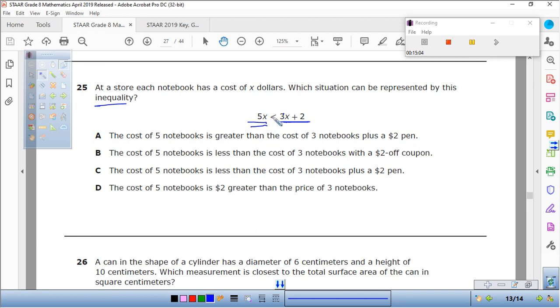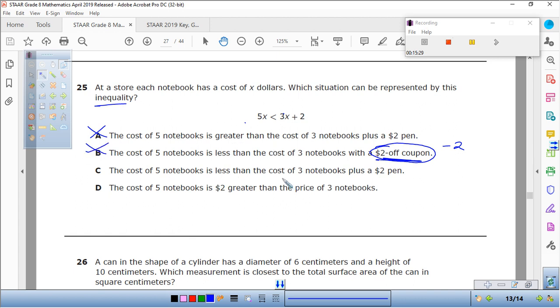Is that right or no? No, that one's already wrong. The cost of 5 notebooks, you see how it's 5 over here? The cost of 5 notebooks is less than the cost of 3 notebooks with a $2 off coupon. What's wrong with this $2 off? What does that mean? It means to subtract. So that's what's wrong with this one.